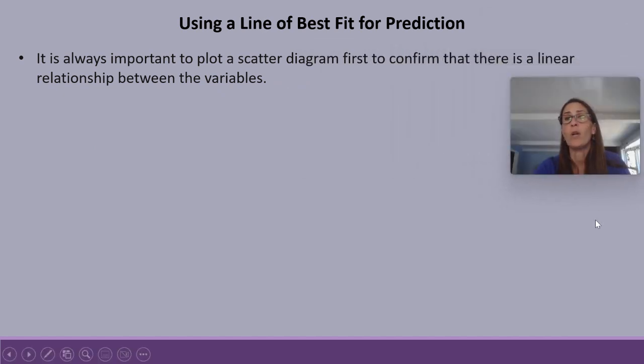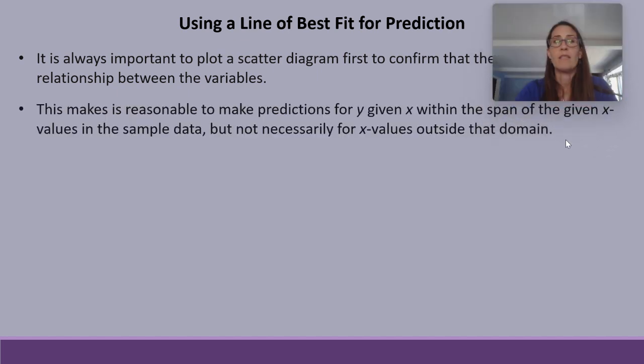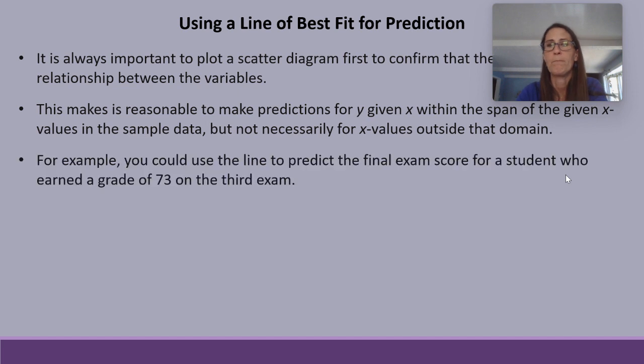When we're doing this kind of work, we always want to do the scatter plot first to make sure that it does look like there's a linear relationship between the variables. We're hoping for a strong linear correlation, but even if there's a weak one, we can still do a line of best fit. If there does seem to be a linear relationship, then it makes sense to make predictions for y given x within the given x values of our sample data. It doesn't always make sense to try to do prediction outside of those x values because we've only used those x values to come up with the equation.